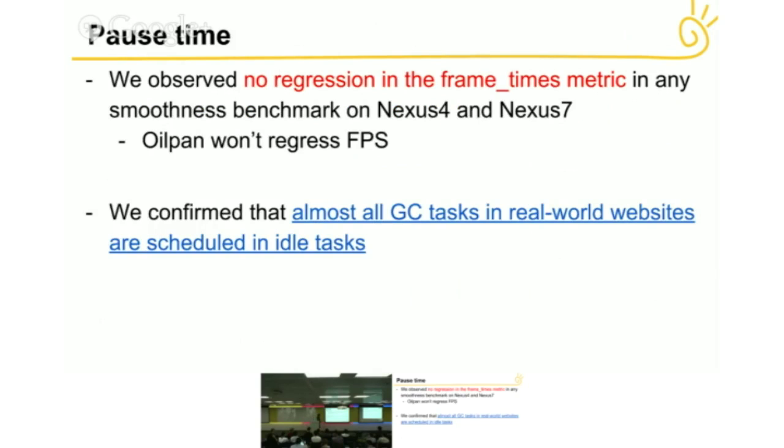According to our measurements, we observed no regression in the frame times metric in any smoothness benchmark on Nexus 4 and Nexus 7. This implies that Oilpan won't regress FPS. Also, we confirmed that almost all GC tasks in real-world websites are scheduled in idle tasks. So this is very good news.